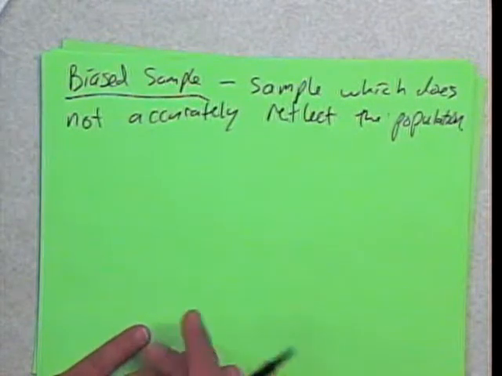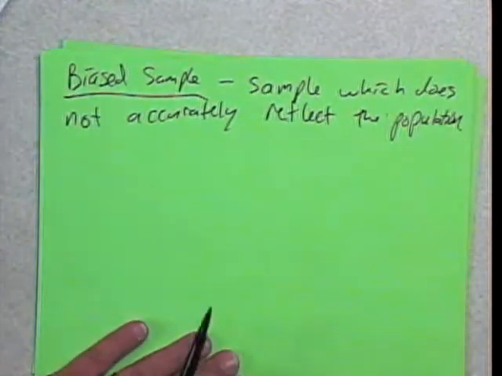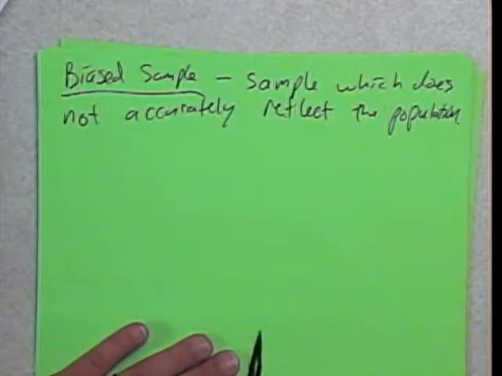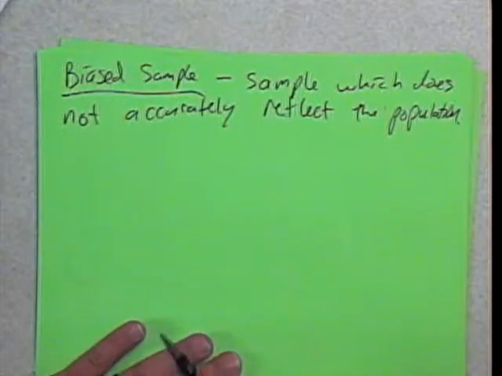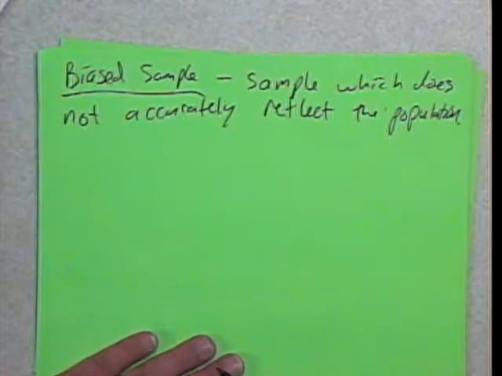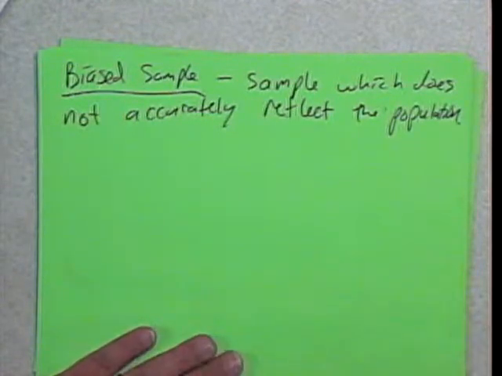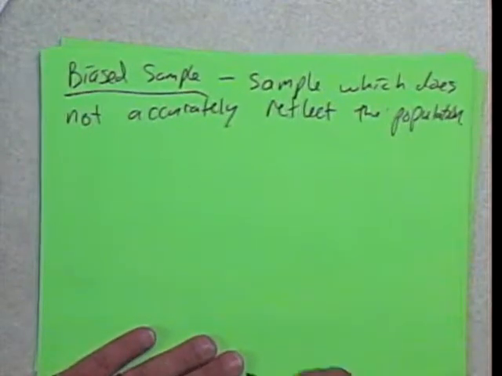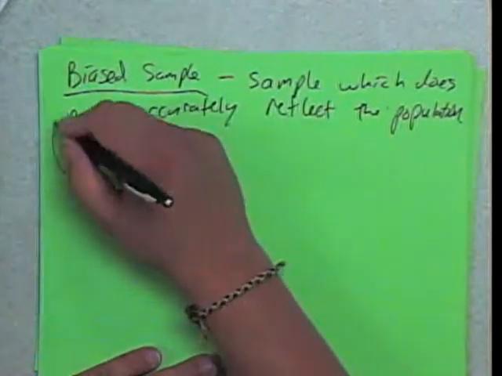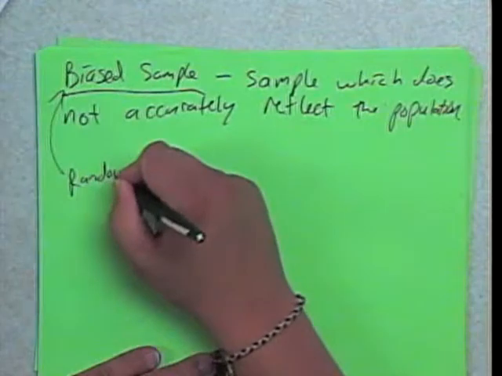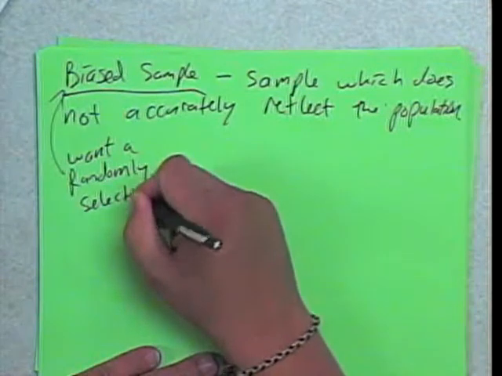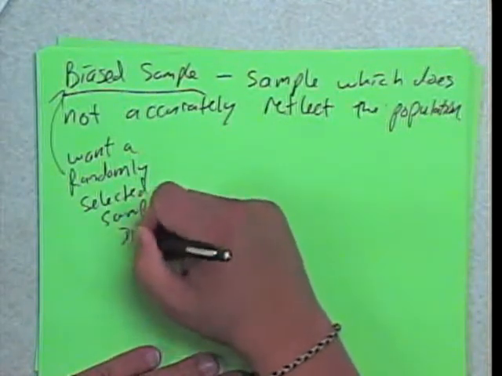Now, a biased sample does not necessarily mean that the person taking the sample is biased. They just maybe did a very bad job selecting people for the sample. If they do not randomly select people for their sample, then it will be a biased sample. It means that not all the values have the same chance of being in the sample as every other value. So the key thing is you want a randomly selected sample instead.